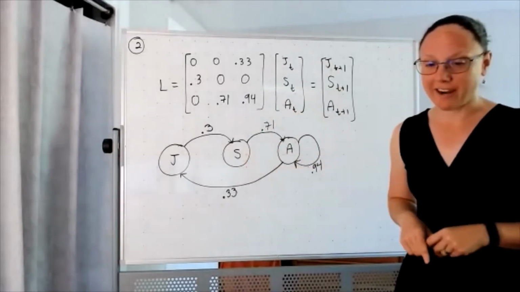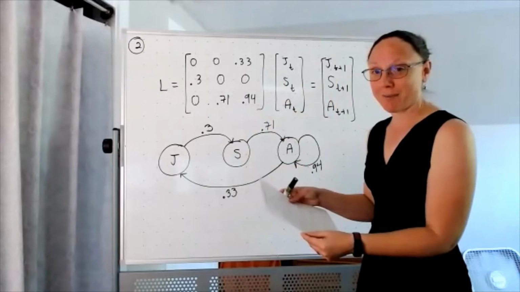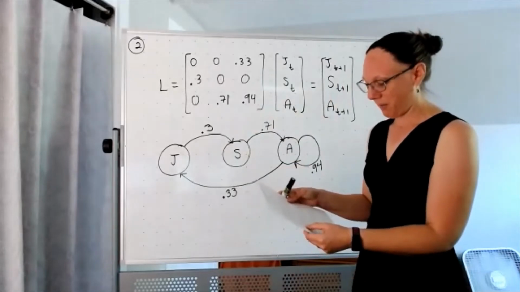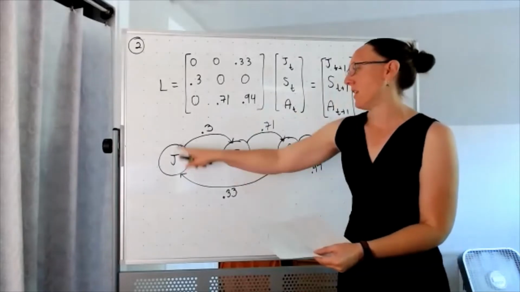So there's our matrix diagram. And I suspect I've already answered all the questions in my other parts here. But what percentage of juveniles survive to become subadults? 30%.